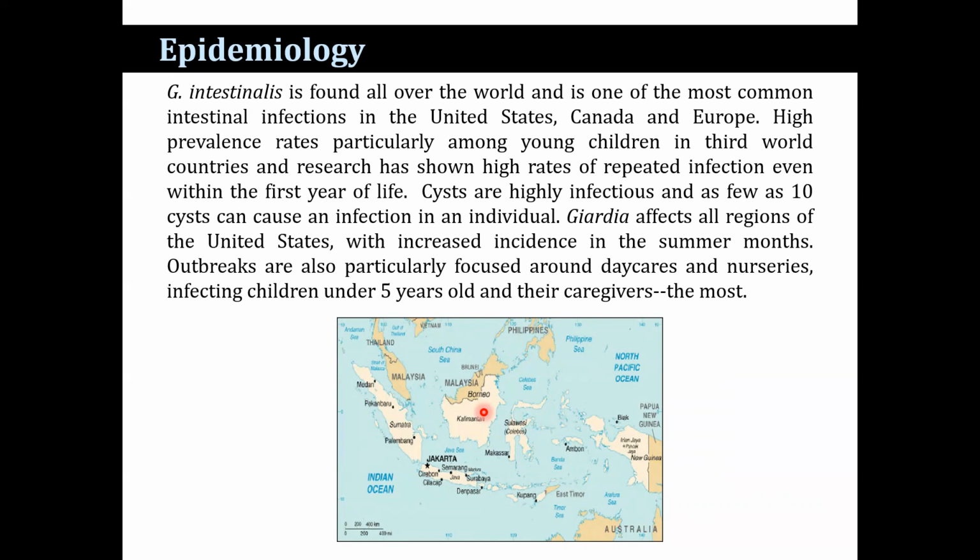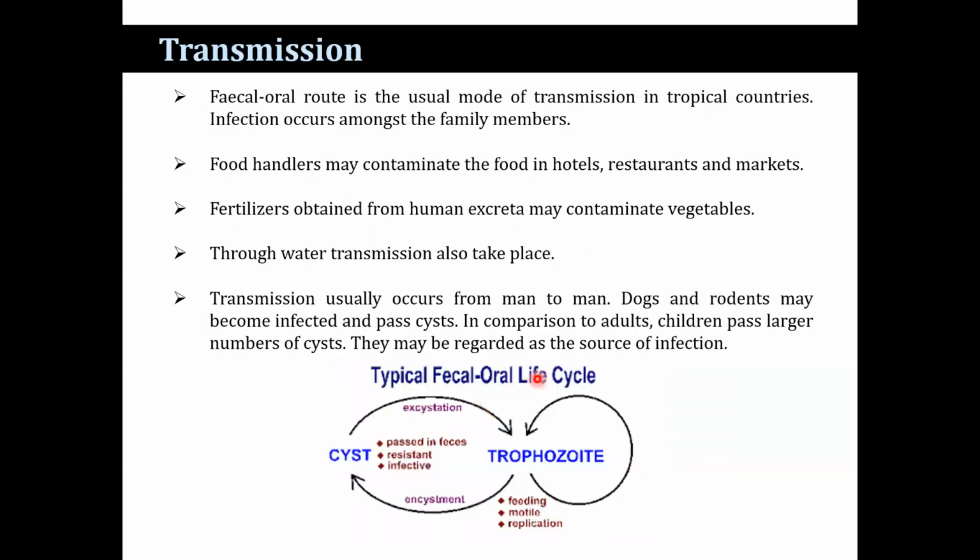Infection occurs in children under 5 years old, and they are the most commonly affected. And what is the transmission? Generally, the fecal-oral route is the usual mode of transmission in tropical countries, and infection occurs among the members of the family. Food handlers may contaminate the food in hotels, restaurants, and markets. Fertilizers obtained from human excreta may contaminate vegetables, and therefore infection occurs.